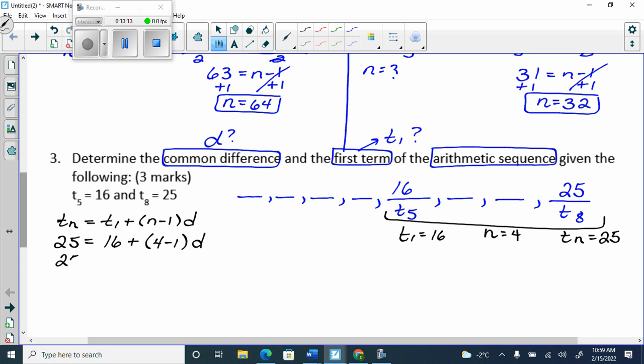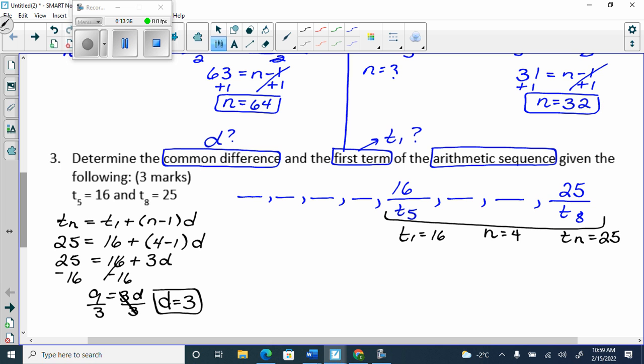So we get 25 equals 16 plus 3d. Subtract 16. And we get 9 equals 3d. Divide by 3. And D equals 3. So we have D. That's one answer. What was the other thing they wanted? The first term. Now I want to check D and see if I got it right, because these are easy.